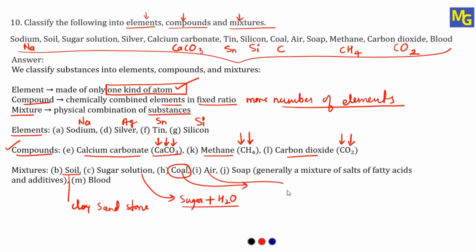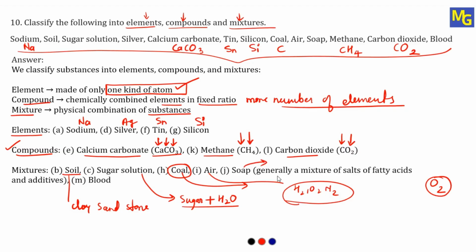Then comes air. Air consists of all the gases: hydrogen, oxygen, nitrogen, etc. If you specify a single gas like oxygen gas, then it comes under element. But if you say air, it is a mixture of all the gases, and that's why it comes under mixture. But it is homogeneous. All the gases mix and form a uniform composition.